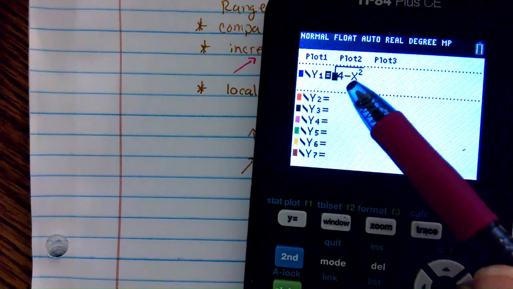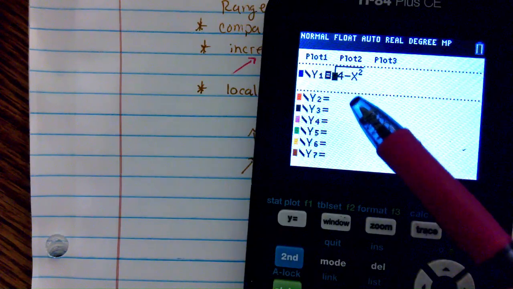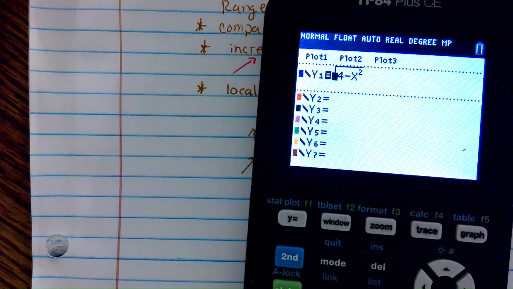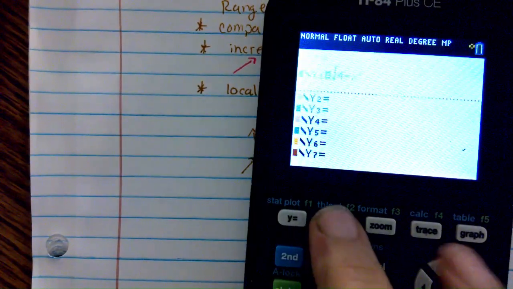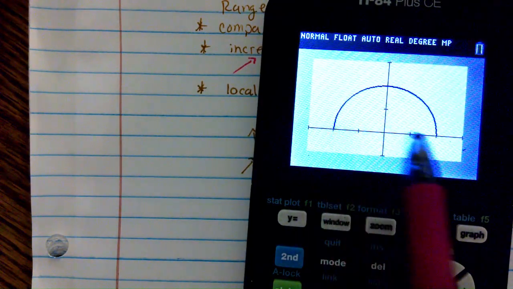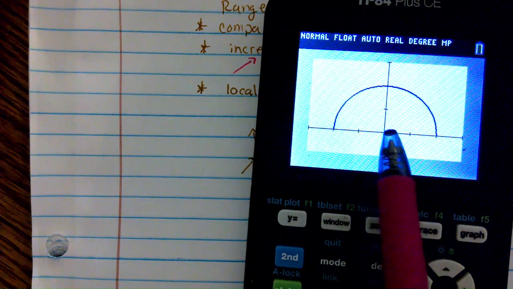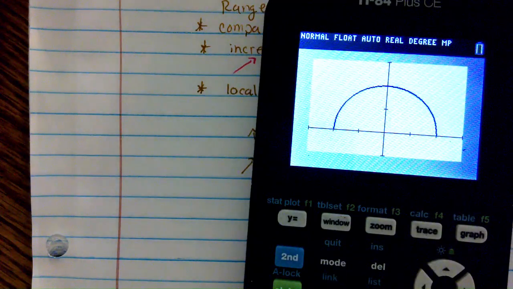Well, why is negative 2 the smallest thing? Well, negative 2 squared is 4. 4 minus 4 is 0. So anything past that is going to give us negative answers. So we can see here from our graph, our domain is from negative 2 to 2, but our range is only 0 to 2. Oh, it's a half circle. That's what this was.